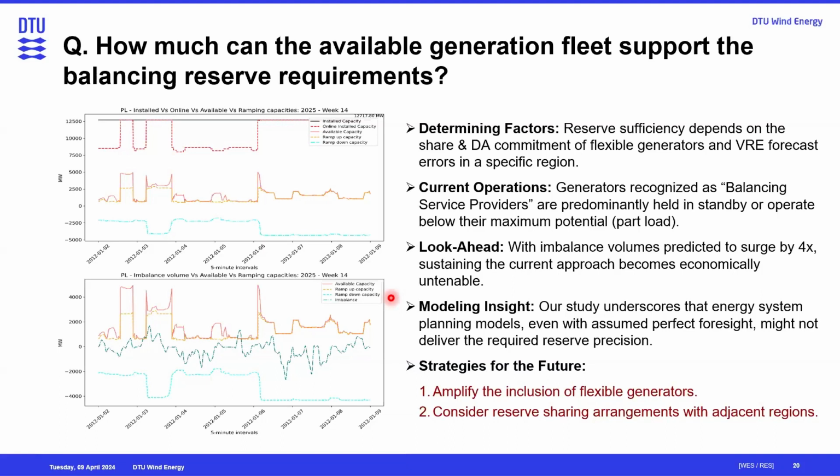So what we now put in is the imbalance happening. So this is the available reserve, right? In the bottom here, you can see the imbalances happening in that region. And then you can see certain times when the imbalance is much more than the available reserve, and this is only 2025, right?